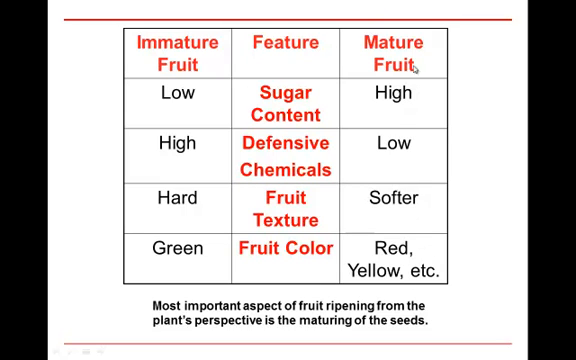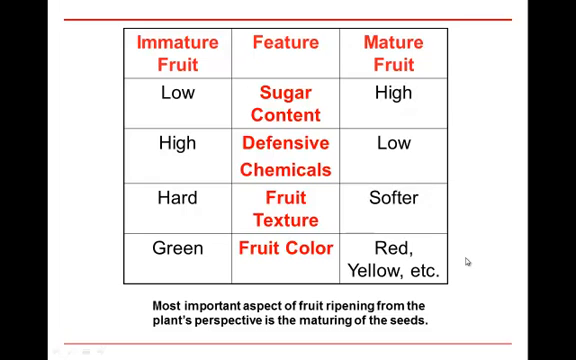One thing you need to understand is that from the perspective of the plant, by far the most important aspect of fruit ripening is the maturation of the seeds. And so what triggers most of these changes over in the right column under mature fruit is when the seeds become mature. And so that will complete the first interaction that we wanted to talk about.